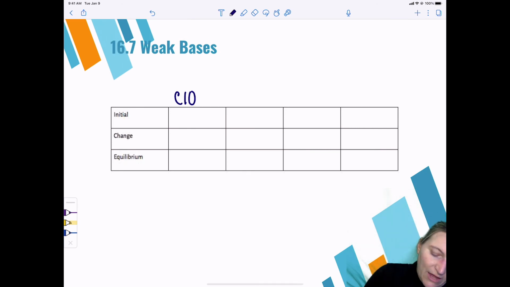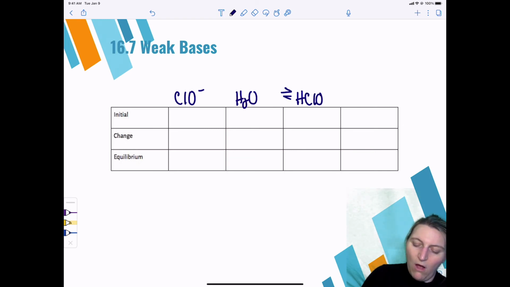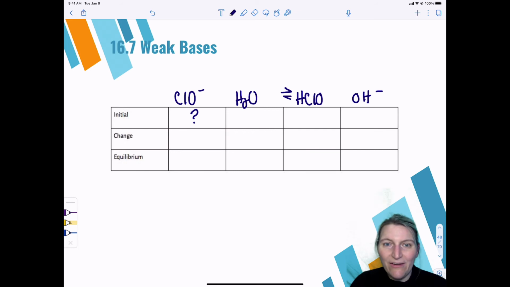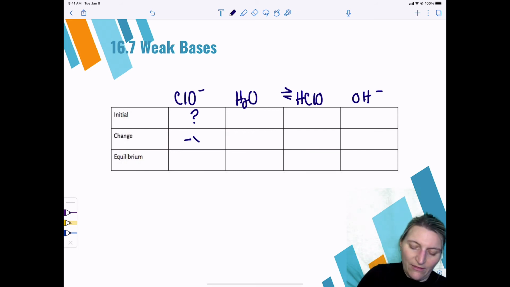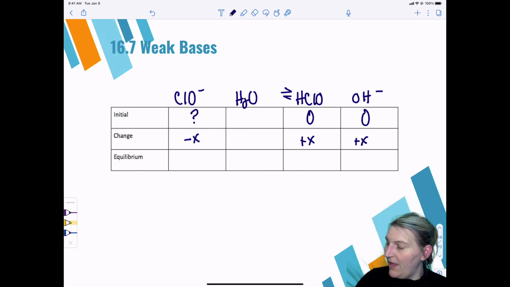So this will be that hypochlorite ion reacting with water, grabbing a hydrogen ion off of water, and leaving behind OH minus. And I don't use X here for what I don't know. I just don't want it to get confused with this minus X and plus X and plus X. These guys would start out as 0.